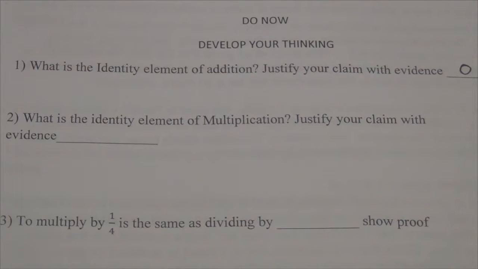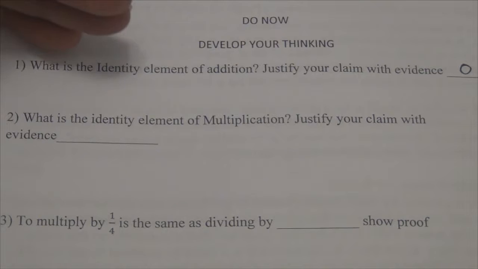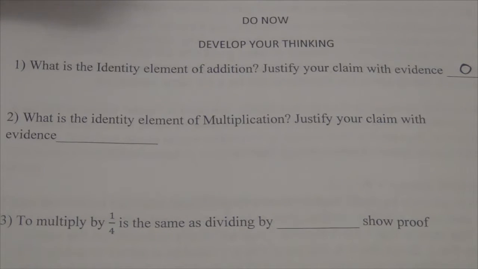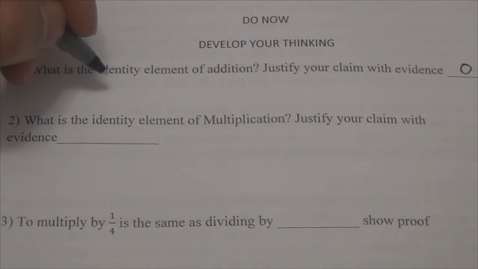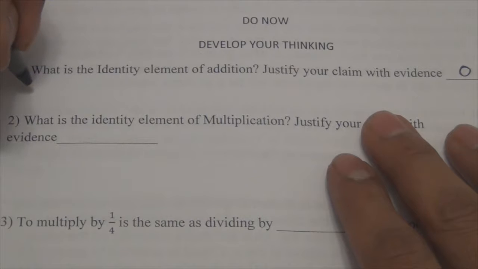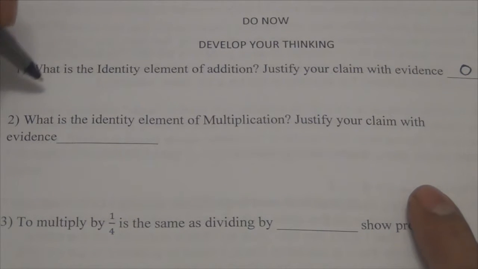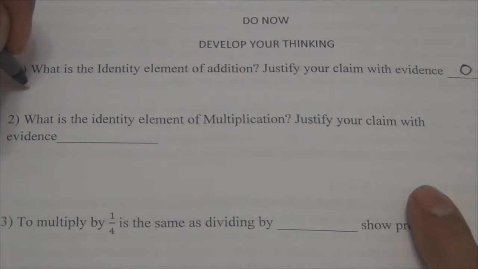Well, for addition, the identity element is 0. Why is that? Because when you add 0 to any number, we get the original number that we started with. So justification with facts, I would say, and I know I'm writing with my left hand, so I'm not trying to cover everything.